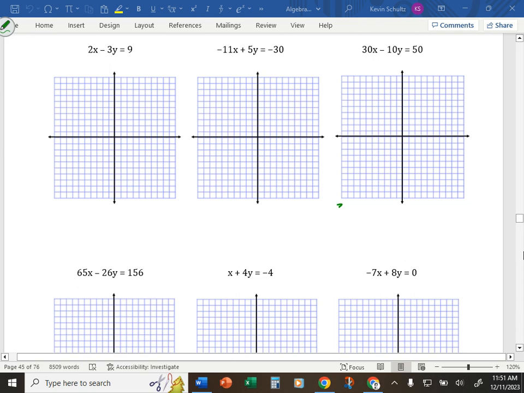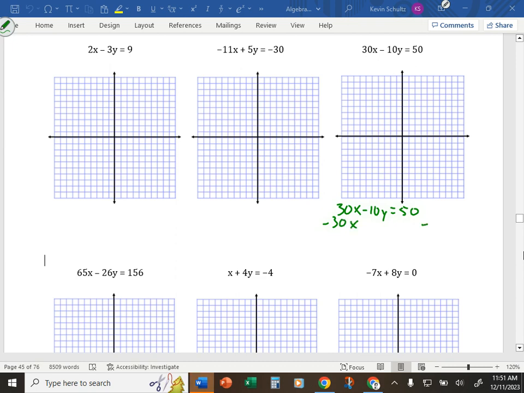If you remember how to convert this, our first step is to move that x term over. This is straight out of PO22. Nothing changes with the conversion from standard form to slope-intercept form. We start by moving our 30x over by subtracting 30x from both sides. That cancels those out, and we're left with negative 10y equals negative 30x plus 50.